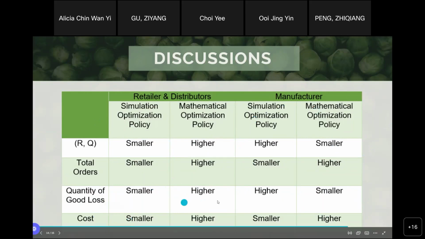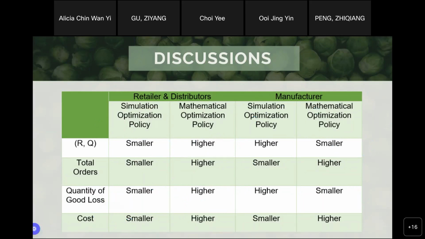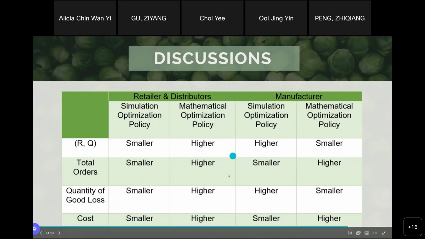On the other hand, the simulation optimization policy for the manufacturer has higher RQ policy and quantity of good loss, and smaller total orders compared to the mathematical optimization policy. This leads to lower costs in the simulation optimization model for the manufacturer side. Next.